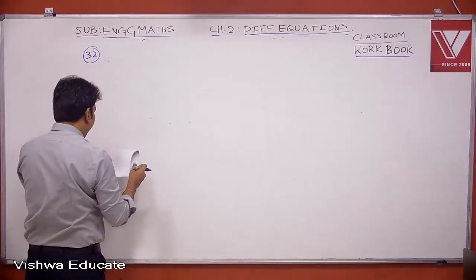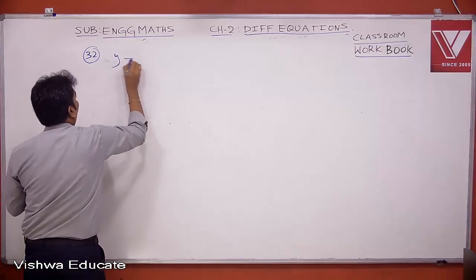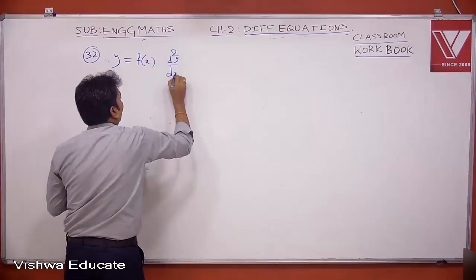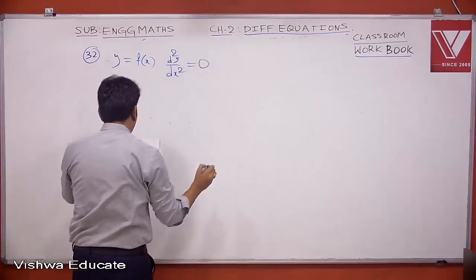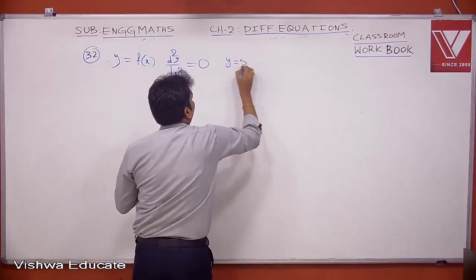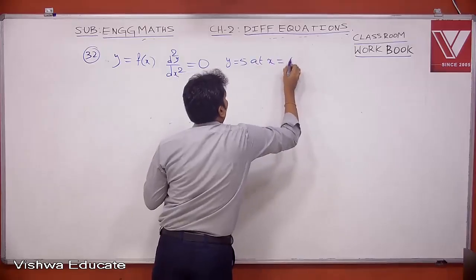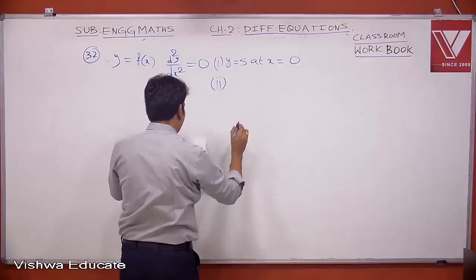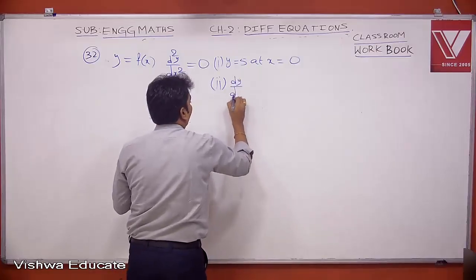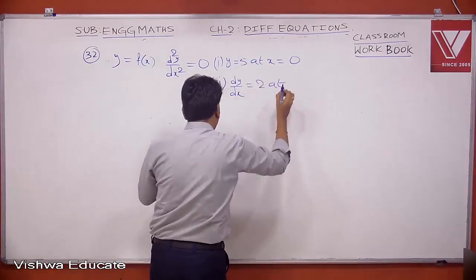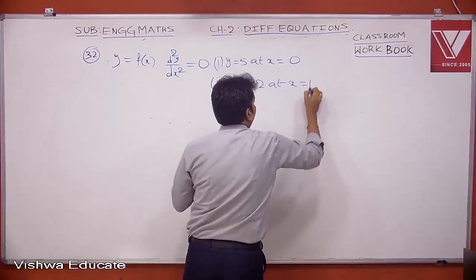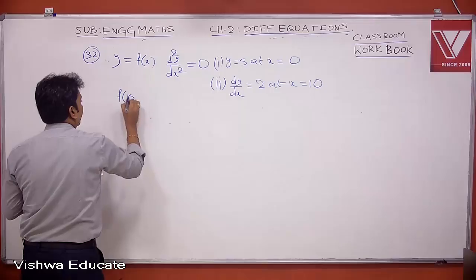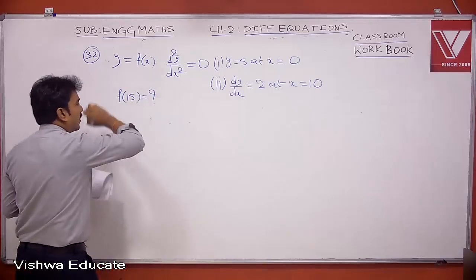If y equal to f of x is a solution of d square y by dx square equal to 0 with the boundary conditions y equal to 5 at x equal to 0, this is the first boundary condition, and the second boundary condition is dy by dx equal to 2 at x equal to 10, then we need to find f of 15.